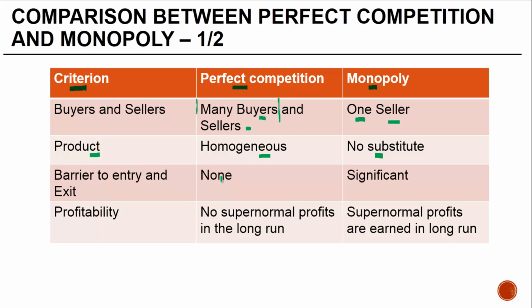Barriers to entry and exit do not exist in the case of perfect competition. There is a free entry and exit of various firms, but there are significant entry barriers or exit barriers in case of monopoly. On profitability, there are no supernormal profits in perfect competition in the long run, right? In case of monopoly, supernormal profits are earned in the long run. In perfect competition, if there are supernormal profits in the short run, because there is no barrier to entry and exit, more firms get in, right, and normalize the profit.